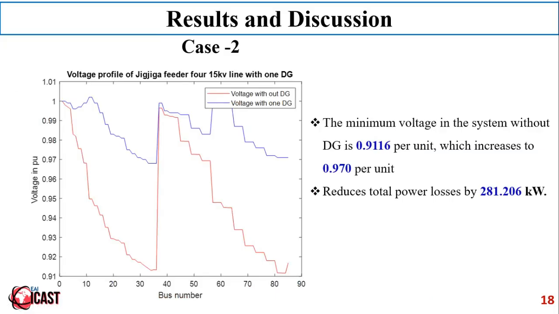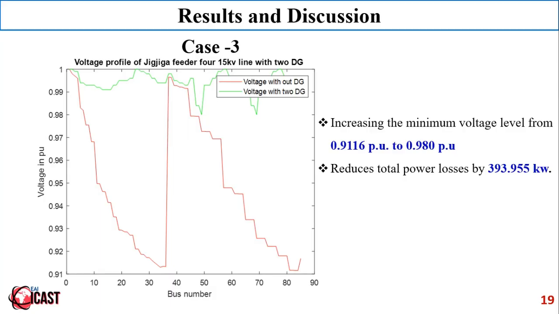Case 2, that means integration of 1 DG, the voltage profile is enhanced from the existing. The red line indicates the voltage without DG, and the blue one is the voltage with 1 DG. It has a big enhancement. That means the minimum voltage is raised from 0.9116 to 0.976, and it reduced total power loss by 281.206 kilowatt.